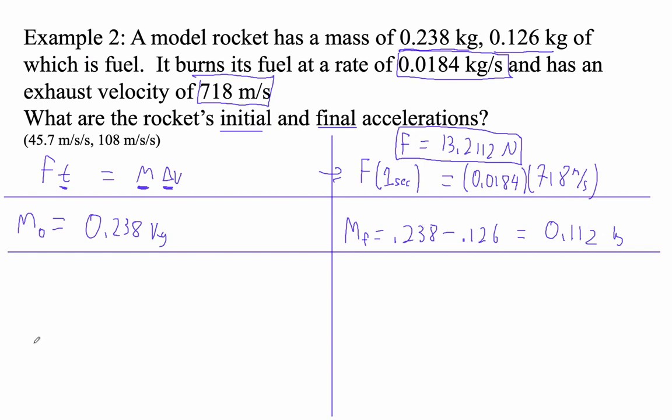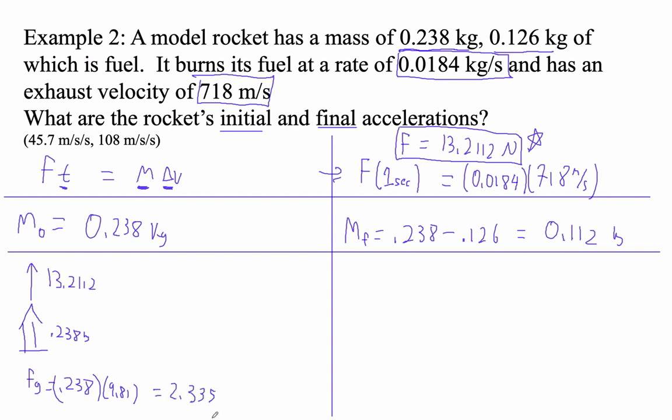So the last thing to do is to simply solve the vertical acceleration problem, right? Okay, so the upward force is 13.2112. That's the thrust of the engine, right? The downward force, this is 0.238 kilograms, so the downward force is 0.238 times 9.81. Do you remember this? Does this sound familiar? That's 2.33478 newtons, right? So this downward force is 2.335 newtons.